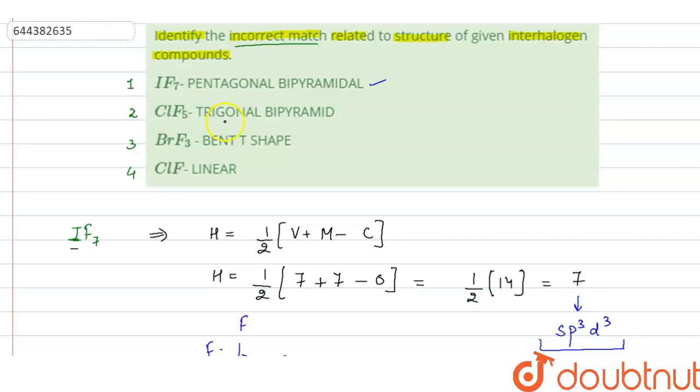In option 2, it is given trigonal bipyramid. So this is absolutely wrong. This is not trigonal bipyramid. So it is an incorrect match. So this will be the answer because it is the incorrect match.